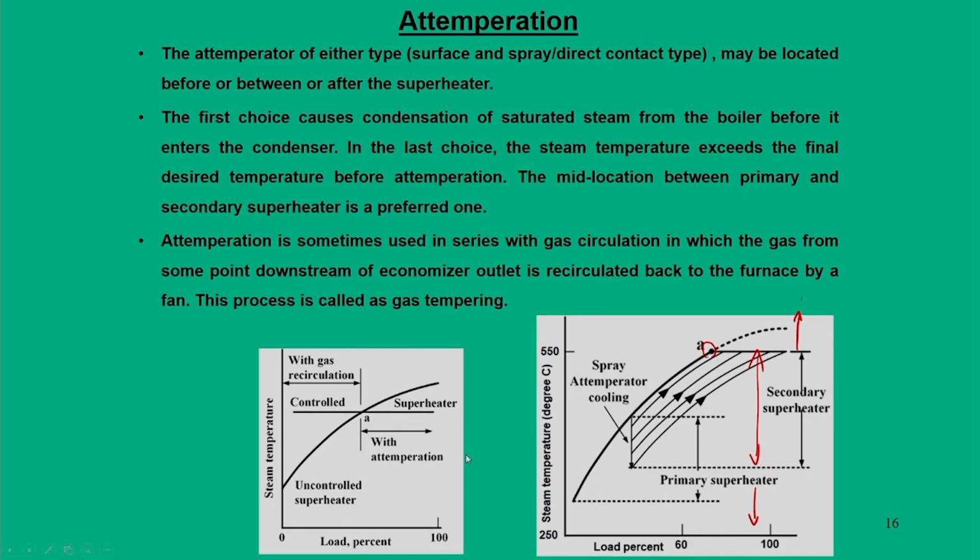But there is another way of doing this similar practice, through gas recirculation. Many times gas recirculation is used, in which gas from some point downstream of the economizer outlet is recirculated back to the furnace by a fan. By doing this we call this gas tempering. So, essentially this cooling can happen by a gas mode from the economizer unit, and that process is called gas tempering.